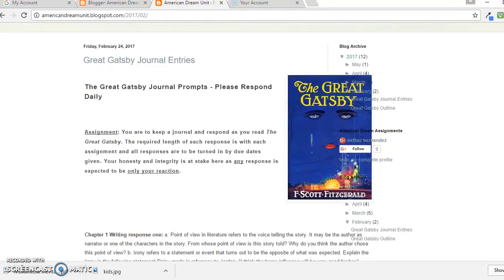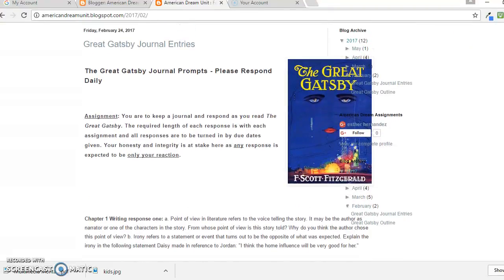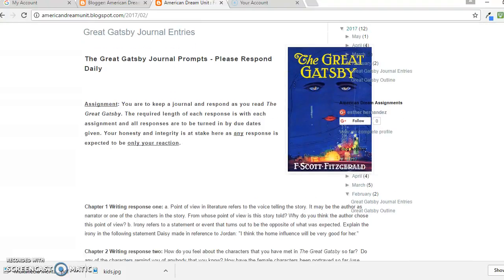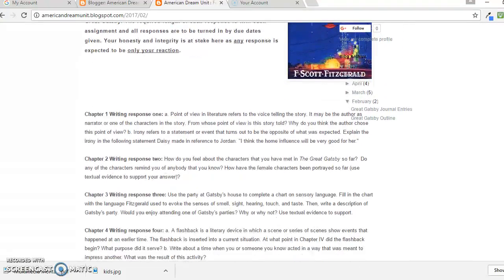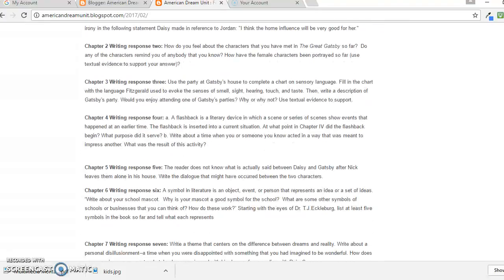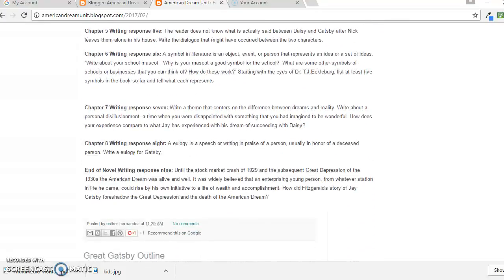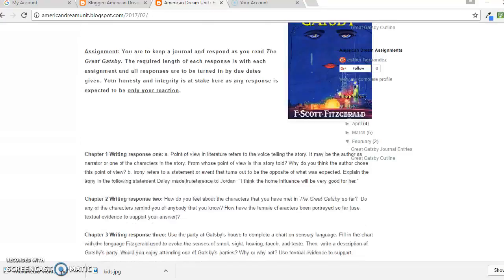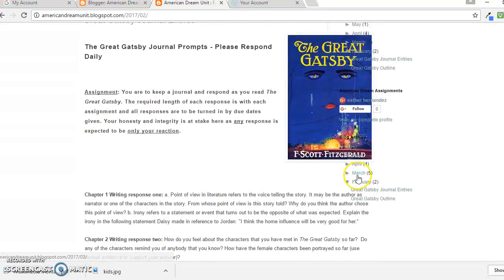By creating this multimedia montage project, I was really able to organize my thoughts for the students and have them organize their work. So as you can see, students are able to navigate. So here we have the Great Gatsby journal entries that they're required to do from chapters 1 through 9. And they'll always have access to this.